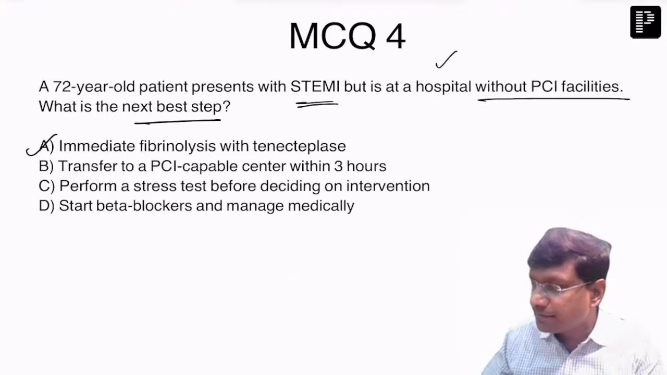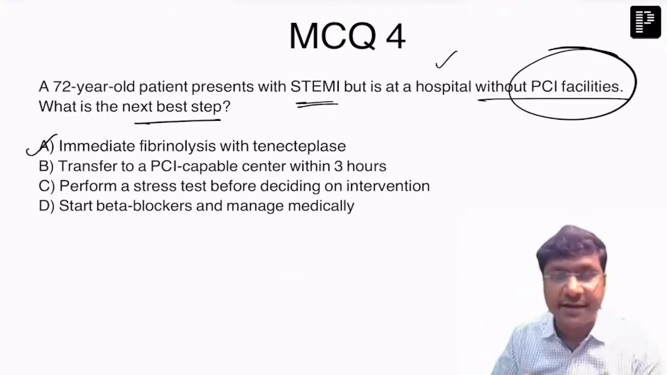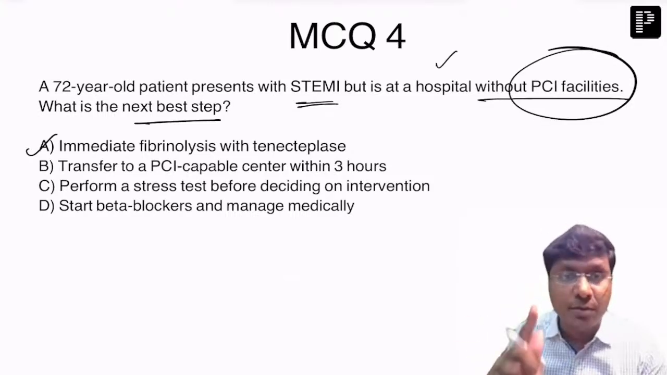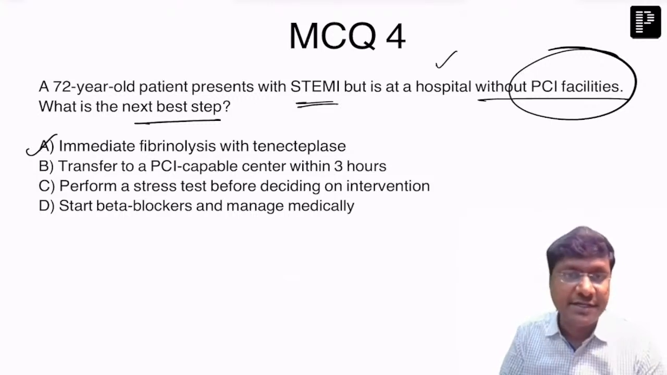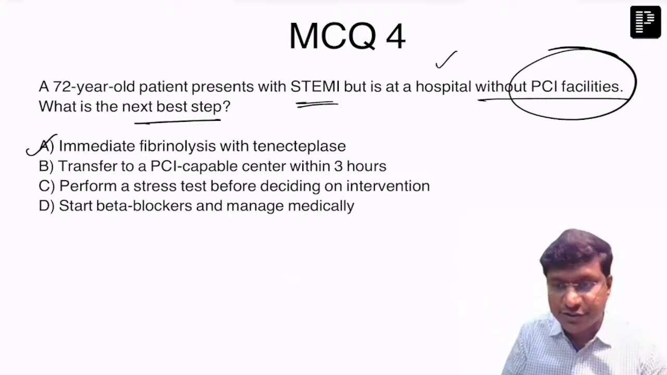Yeah, so if the PCI facility is not there, then you need to do thrombolysis first. Okay, so thrombolysis is the earlier management in this patient, right? Not shifting the patient to where the PCI facility is available. Okay, next question.